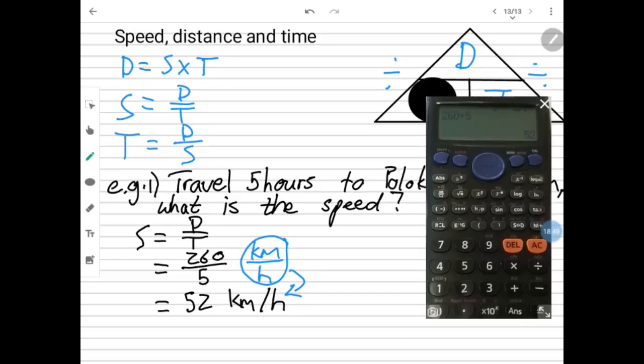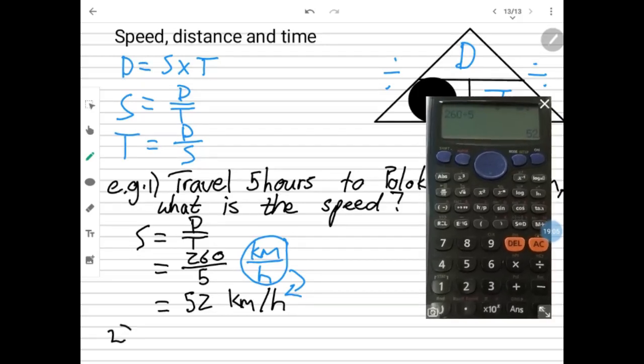What is the final answer then? It's 52 kilometers per hour. Alright. Let's take it one step further. That was your friend, eh? He only traveled at 52 kilometers per hour. Now, what about you? Okay, let's say you travel at 100 kilometers per hour.